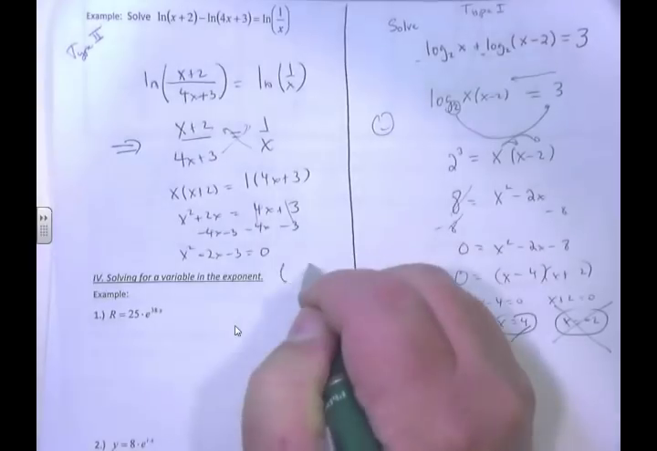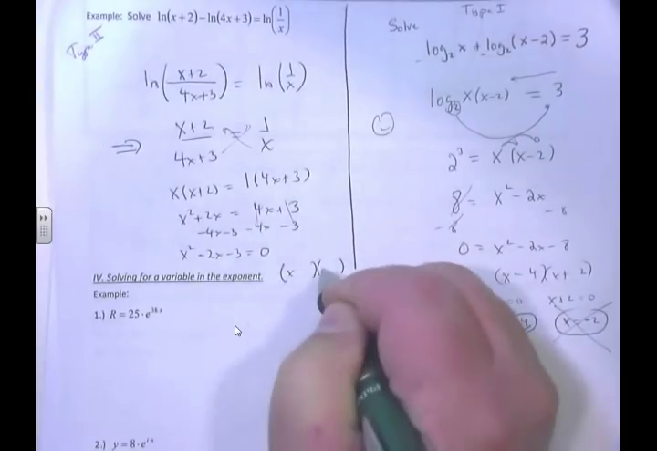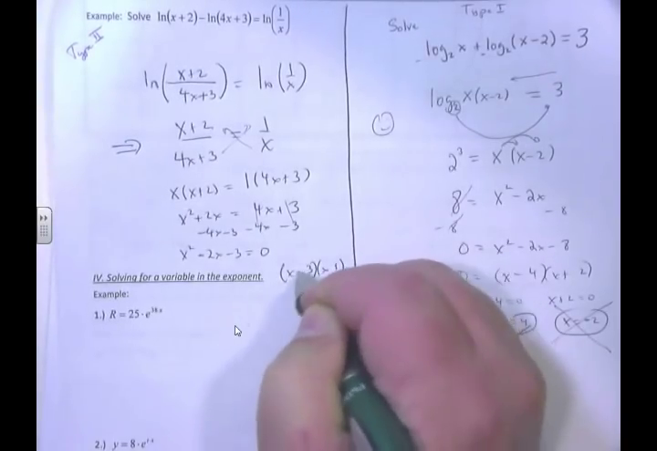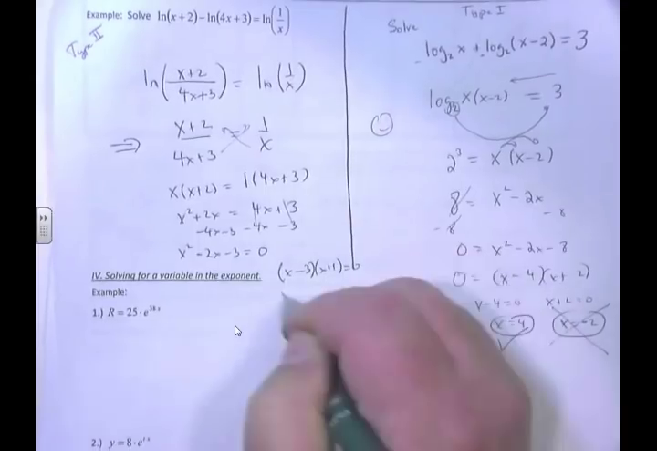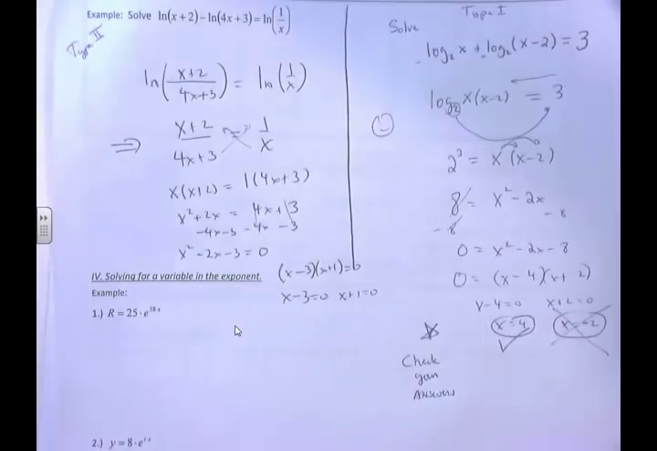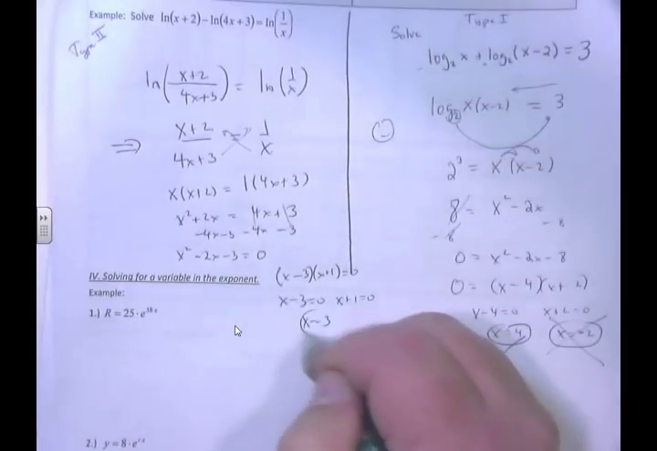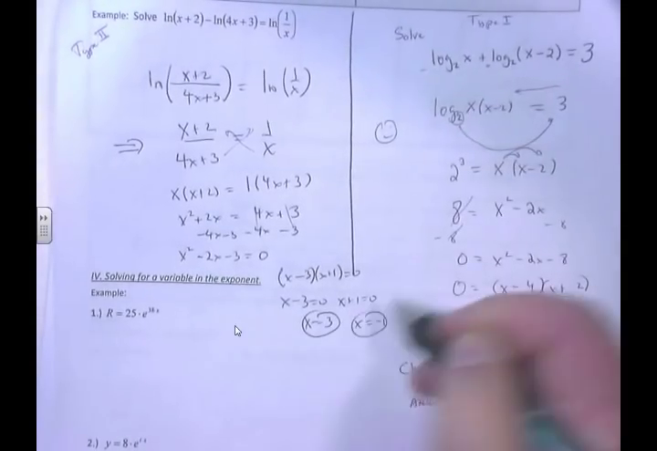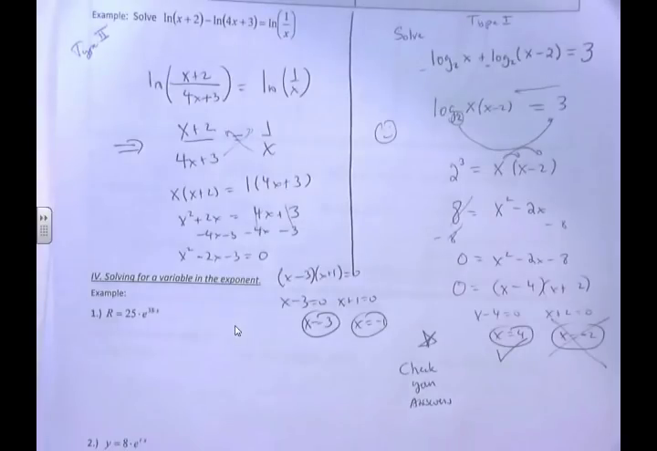How does it factor, if you believe it factors? x, 3 and 1, minus on the 3, plus on the 1, equals 0. x minus 3 equals 0. x plus 1 equals 0. That means x equals 3, x equals negative 1. Does that make sense?